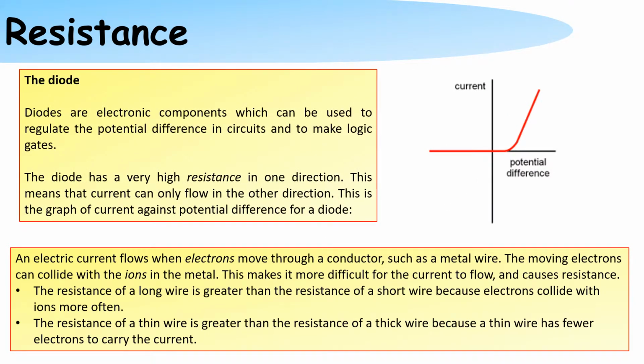Diodes are electrical components that can be used to regulate the potential difference in circuits and to make logic gates. The diode has a very high resistance in one direction. This means that current can only flow in the other direction. To the right is the graph showing the resistance in a diode.